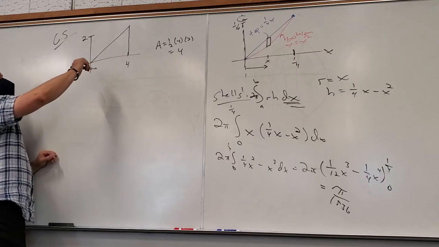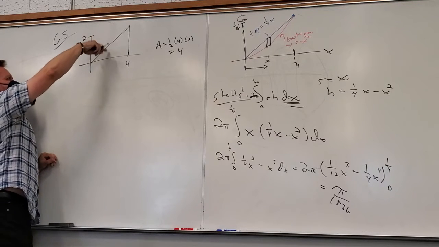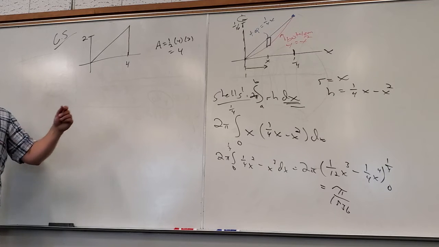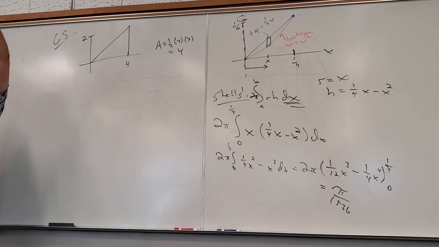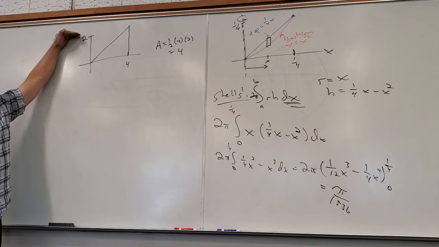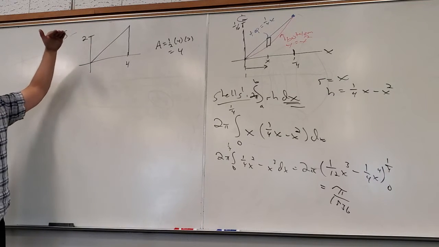Now, what do you believe is the average height of this triangle from 0 to 4? That's a weird question. Well, what's the lowest height as you go from 0 to 4? 0. What's the tallest it gets? The tallest it gets. Oh, 2. Now this one's kind of easy because it's constantly moving. So the average height would be 1.